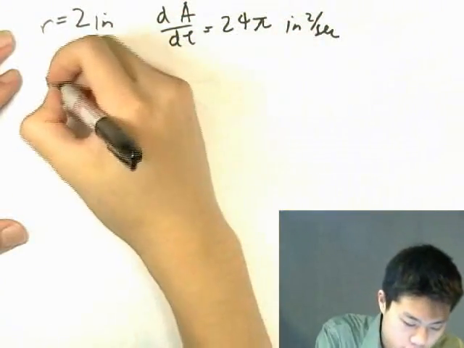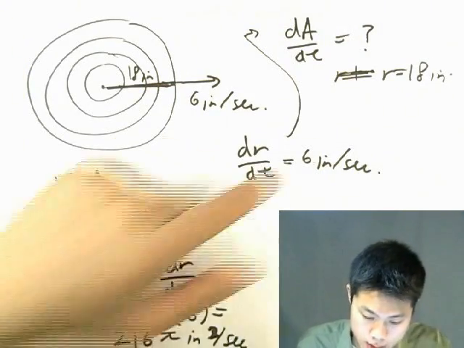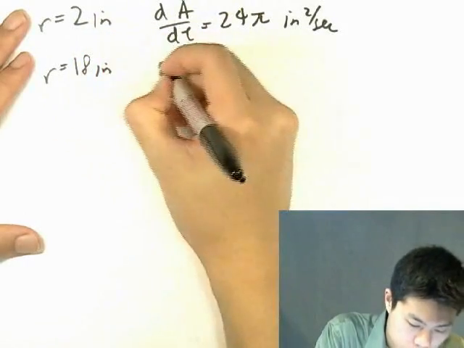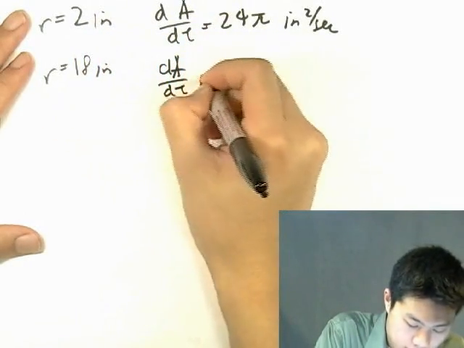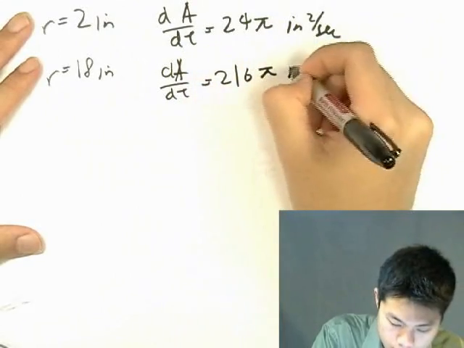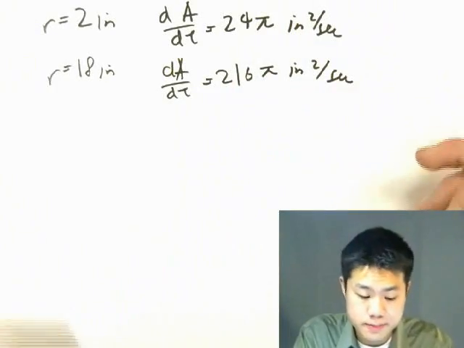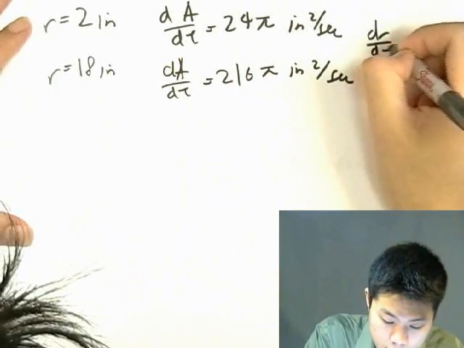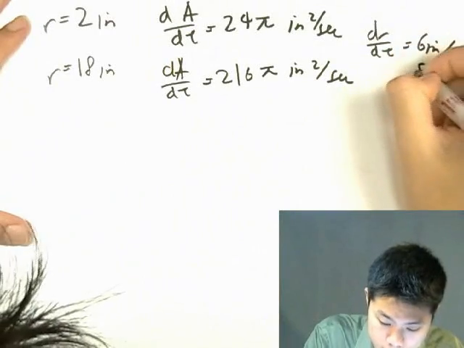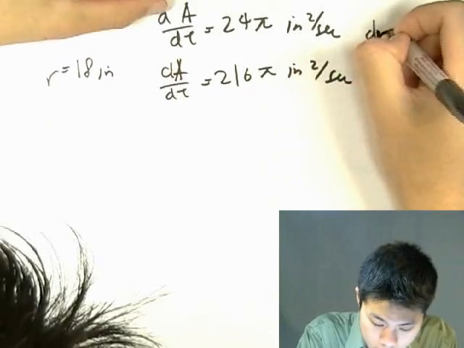Whereas when the radius was, in this case, what was it? When the radius was 18 inches, dA over dt was 216 pi square inches per second. And during both of these times, the dr over dt was equal to what? It was equal to 6 inches per second. This is an r here, the dr over dt.